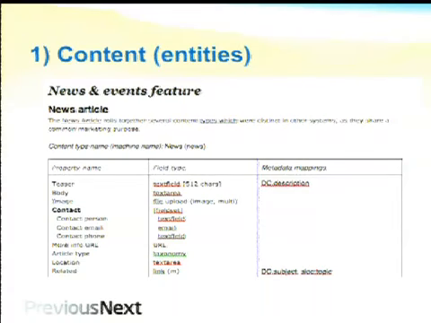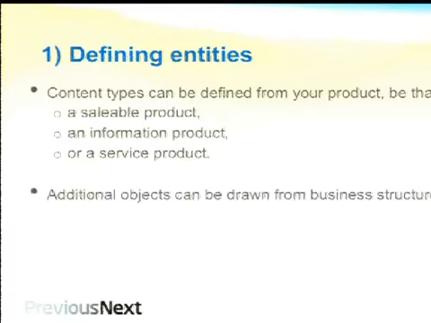Some content may already exist in your project, or some may emerge from any user requirements that you do. Typically, the content structure exists prior to the user requirements, quite frequently. Sometimes user requirements exist prior to content structure. Content types can also be defined from your product, and that can be a saleable product, an information product, a service product. You might draw additional objects from your business structure. I'm not going to go too deeply into these subjects. They're really for a different time.